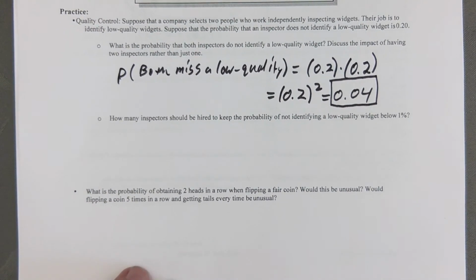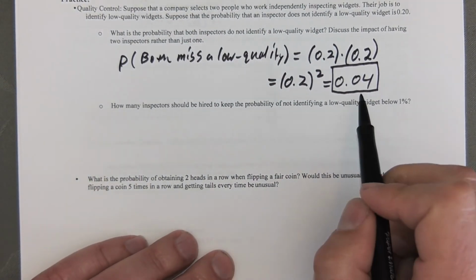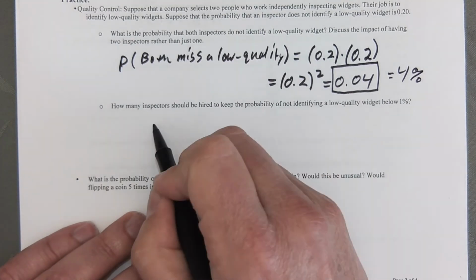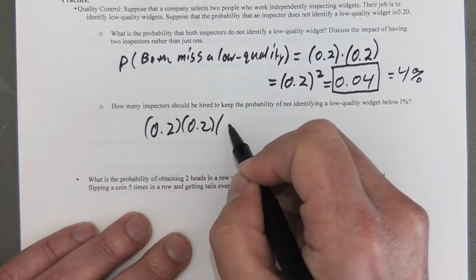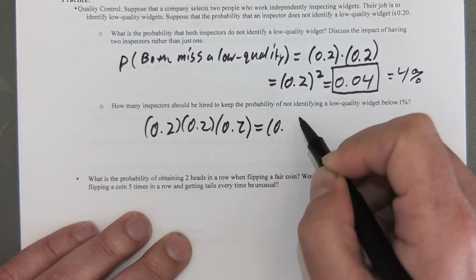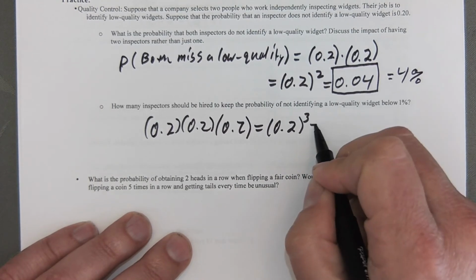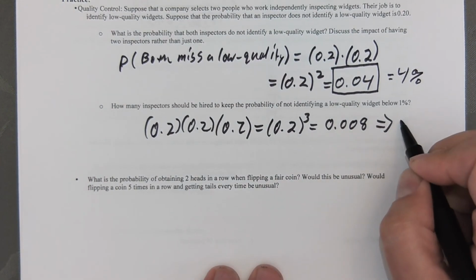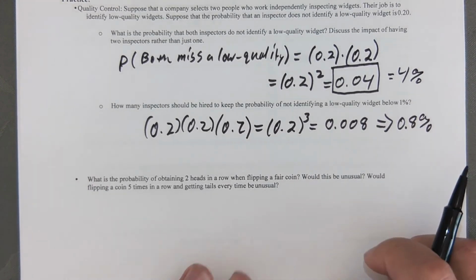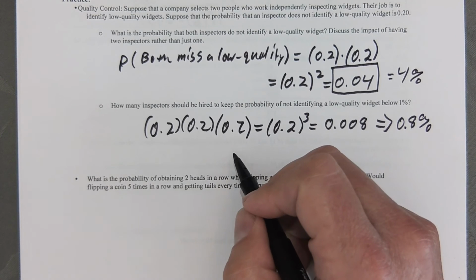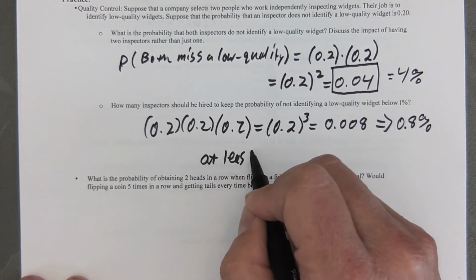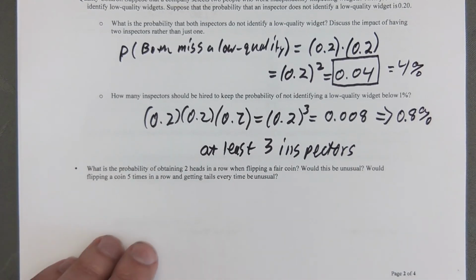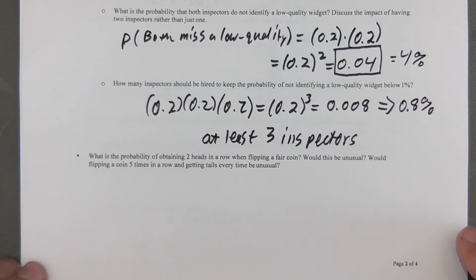How many inspectors should be hired to keep the probability of not identifying a low-quality widget below 1%? Well, we could see two of them did not keep it below 1% because this is actually 4%, which is still too high. Let's try a third one. So that'd be 0.2 times 0.2 times 0.2. And once again, that's 0.2 to the third. Well, that actually is going to give us 0.008, which when we convert that to a percent becomes 0.8%, which is below 1%. So how many inspectors would that take? That would take a total of at least 3 inspectors. Now in real life, of course, each inspector isn't exactly 20%, but you get the idea on how we're doing this. Let's do another scenario.